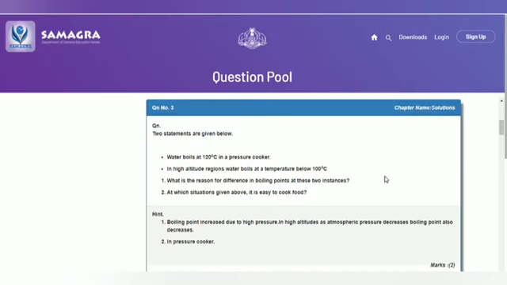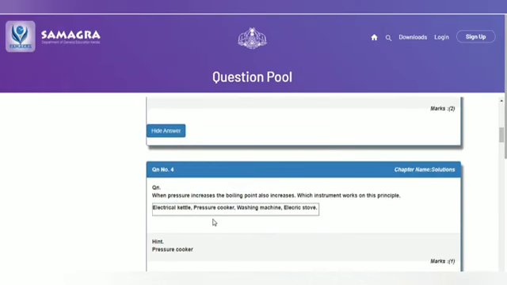Next question, two statements are given below. Water boils at 120 degrees Celsius in a pressure cooker. In high altitude regions, water boils at a temperature below 100 degrees Celsius. What is the reason for the difference in boiling point in these two instances? Boiling point increased due to high pressure. In high altitude, atmospheric pressure decreases, so the boiling point also decreases. In which situation given above is it easy to cook food in a pressure cooker?